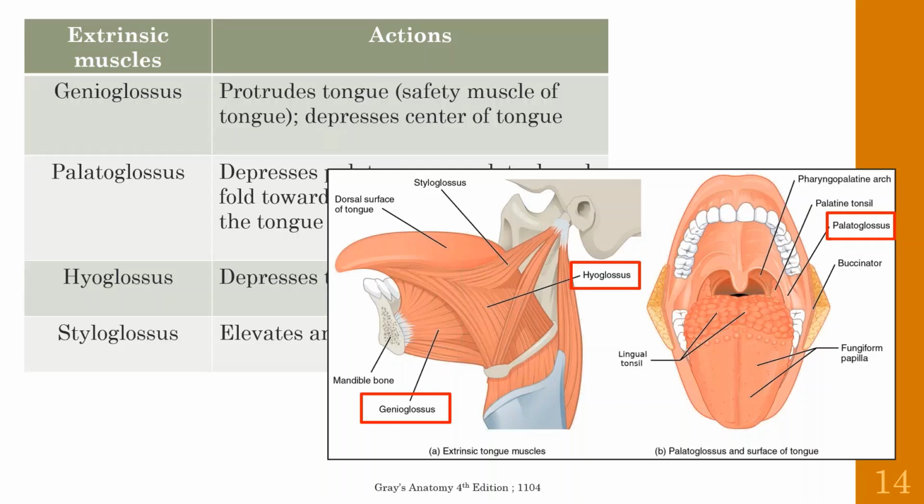Hyoglossus muscle is a thin quadrangular muscle lateral to the genioglossus. It originates from the entire length of the greater horn and inserts into the tongue. It helps in depression of the tongue.